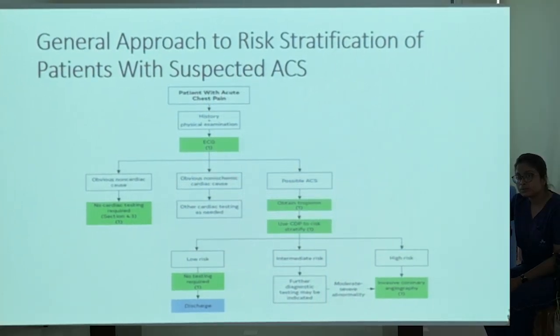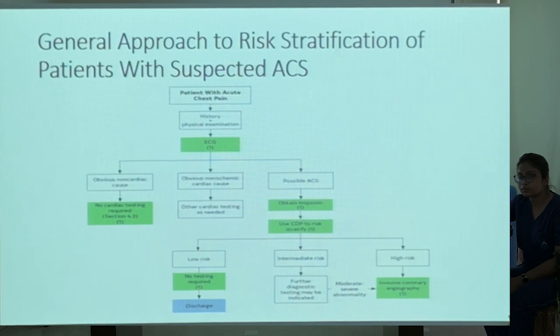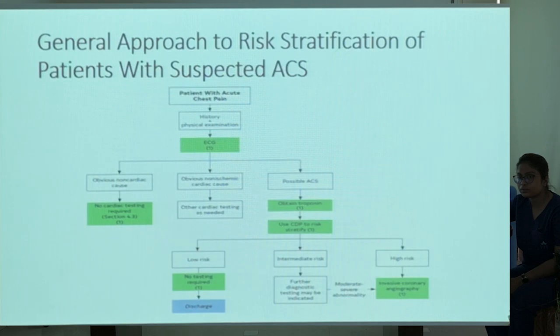Changes as described by you, ST depression or new T-wave inversion. If ST depression is there and dynamicity is there, again this patient goes to the high risk criteria, and T inversion only, but not more than 5 millimeter, comes into the intermediate risk criteria. So the electrical criteria as discussed, and troponin positive are high risk criteria.